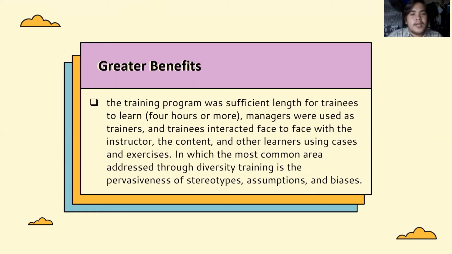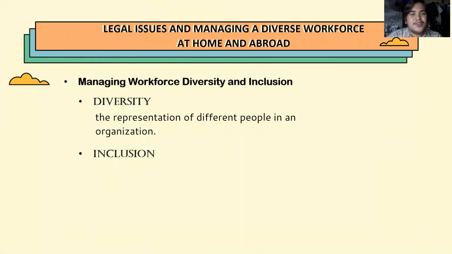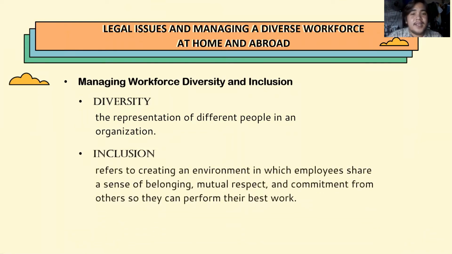While the next word is inclusion. Inclusion refers to creating an environment in which employees share a sense of belonging, mutual respect, and commitment from others so they can perform their best work. Also, inclusion allows companies to capitalize not only on the diversity of employees, but also customers, suppliers, and community partners.